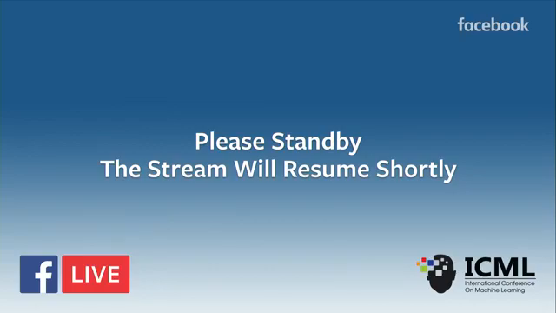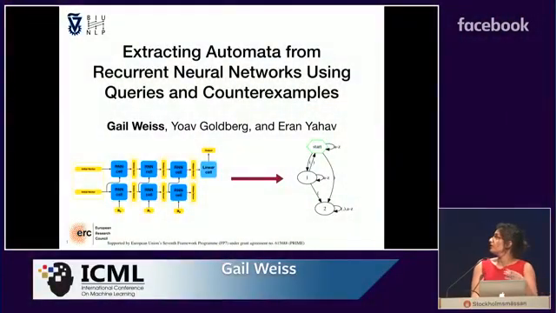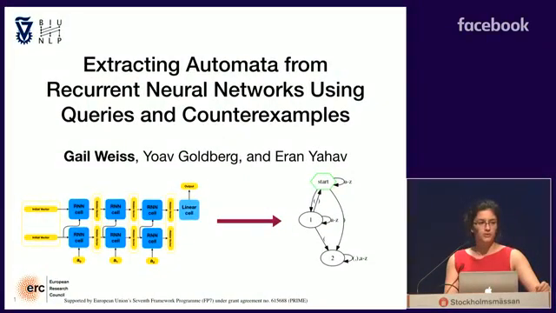The next speaker is Gail Weiss, and she's going to talk about extracting automata from recurrent neural networks using queries and counterexamples. Hi. So this is joint work with Yoav Goldberg and Eran Yahav. The name is kind of a mouthful, so what I really want you to understand is that we're going to be taking trained recurrent neural networks and extracting finite state machines from them, which is something a bit more interpretable.